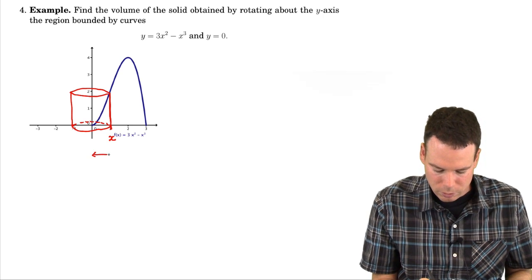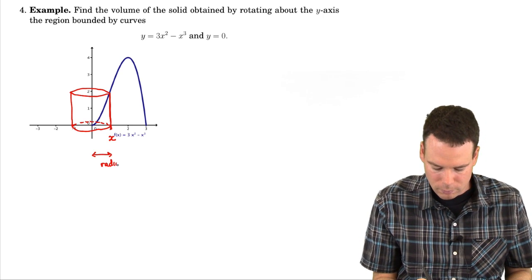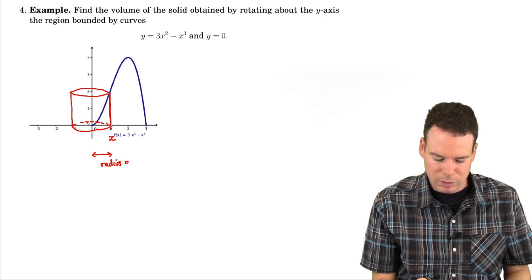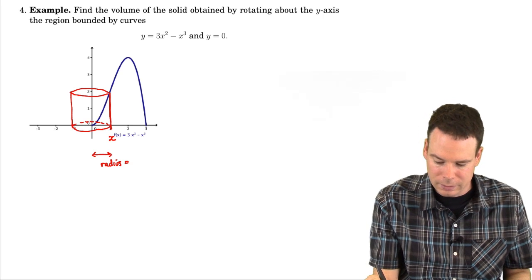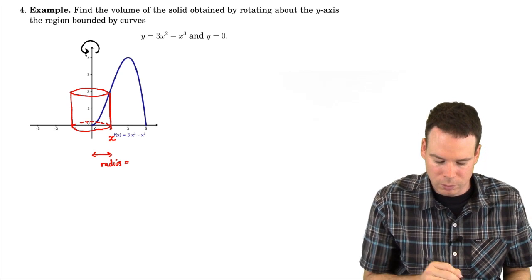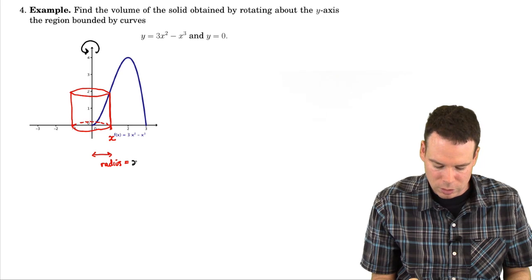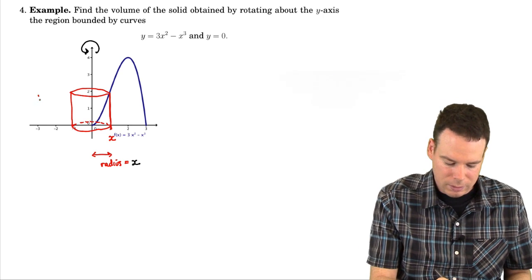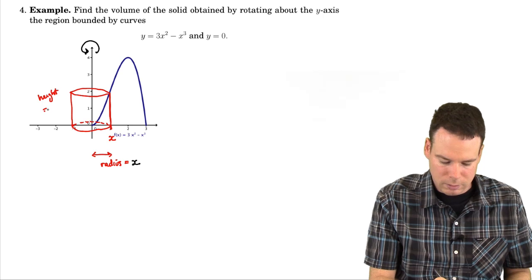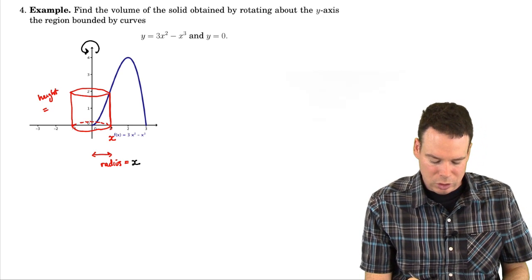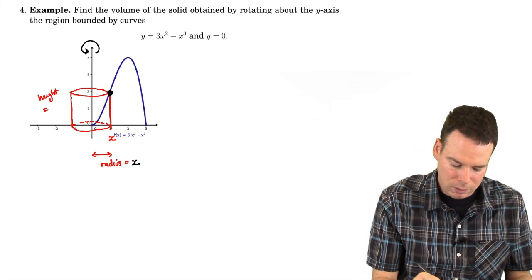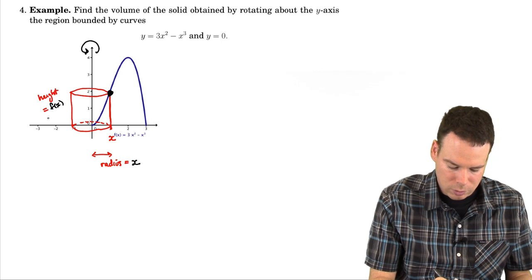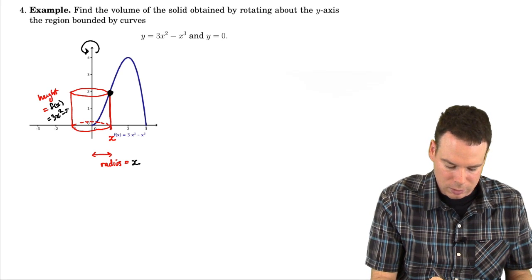So what do I need to know? I need to know the radius. What's the radius of this cylinder at position x? Well, it's the distance from this vertical line to the line we're revolving around, the axis of rotation. We're revolving around the y-axis, so its distance is going to be just x. What's the height? Well, at position x, the height of that cylinder is just given by the height of that point, and that's given by the function value. That is f of x, which in this case is 3x squared minus x cubed.